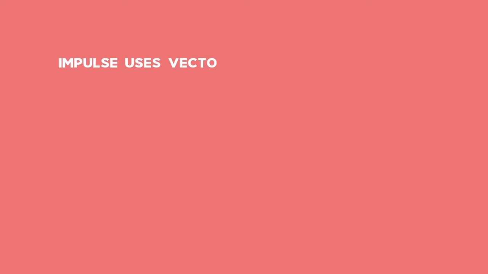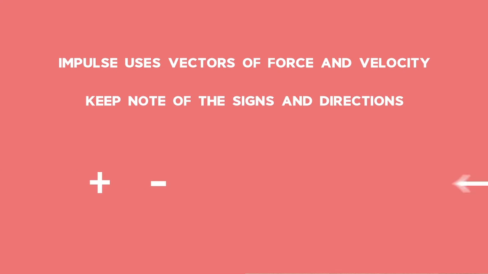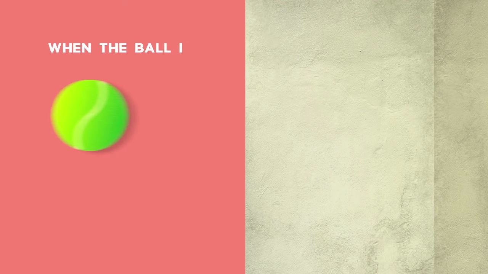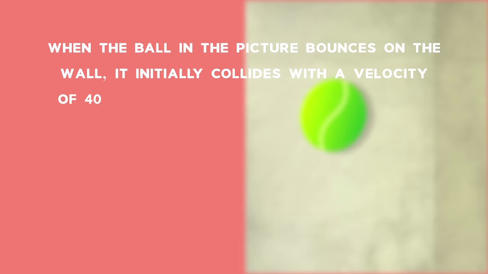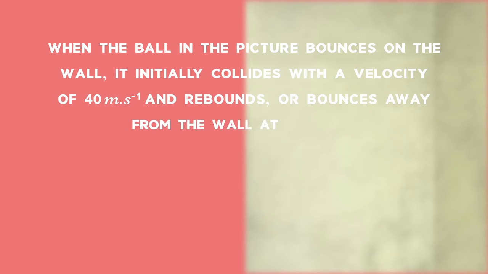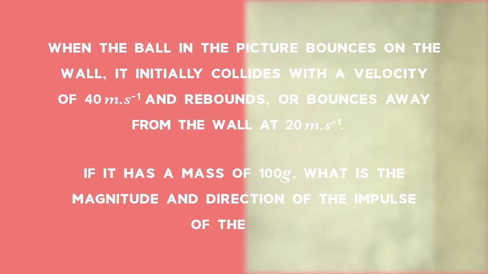Because impulse uses vectors of force and velocity in its calculation, it's important to keep note of the signs and directions during an example. When the ball in the picture bounces on the wall, it initially collides with a velocity of 40 meters per second and rebounds, or bounces away from the wall at 20 meters per second. If it has a mass of 100 grams, what is the magnitude and direction of the impulse of the ball?